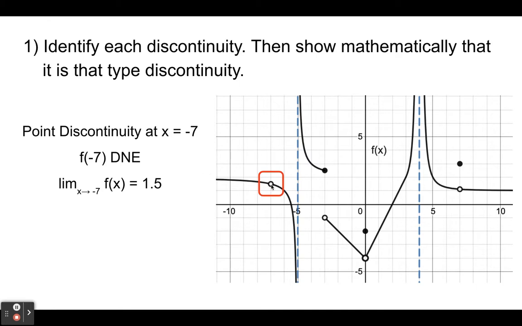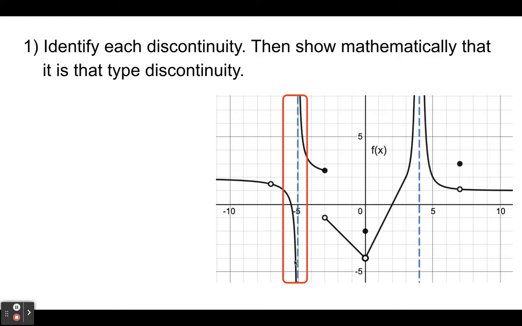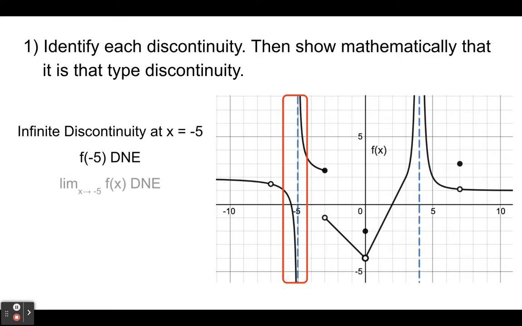You'll notice it's all continuous, continuous, continuous until I get to -5, and then I have something weird. It looks like they go to infinity, right? It's a vertical asymptote. So this is an infinite discontinuity at x equals -5. And now let's prove it. Well, the y value at -5 doesn't exist. That's my first step. And then my second step is to do the limit. Here, the limit doesn't exist. So in conjunction, these two tell me that it has to be a vertical asymptote.